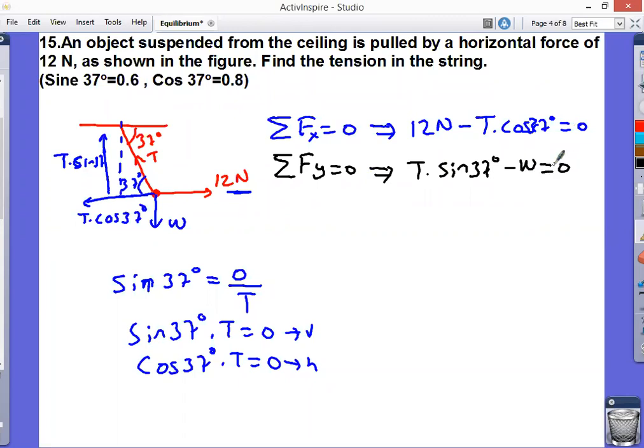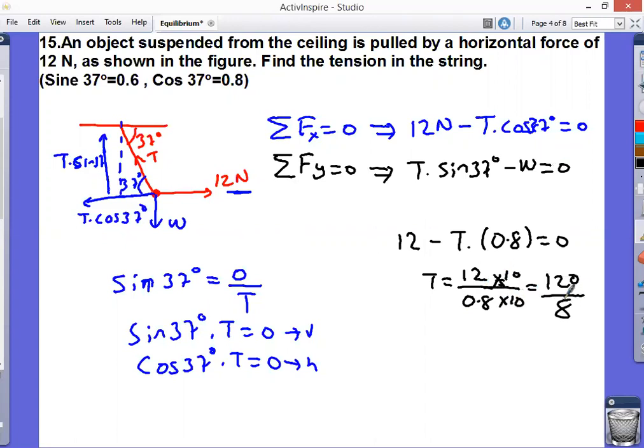Okay, so now we can easily find T over here. Let's use the first equation to find the T. So 12 minus T times, what is the value of cos 37? That is 0.8, right? Equal to 0. To get the T over here, T equals 12 over 0.8, right? So let's multiply here by 10 and here by 10 to make them whole numbers. So it's going to be 120 over 8. And then T will be 15 Newton. That is going to be the value of T.